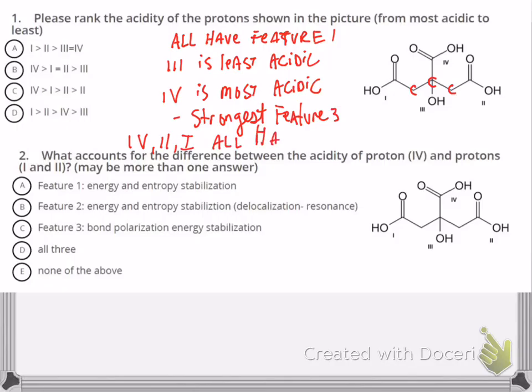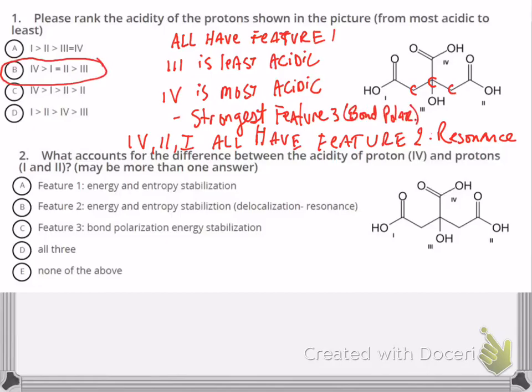So 4, 2, and 1 all have feature 2, which is going to be resonance, the single bond, double bond, and that's going to stabilize it more than OH. So that's the argument that 3 is going to be the least acidic, and 1, 2, and 4 are going to be more acidic, with 4 being the most out of those 3 due to the higher bond polarization. So we would pick B.